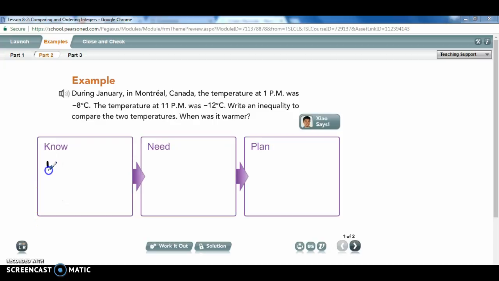When was it warmer? What I know is at 1 p.m., sorry about this handwriting, it is -8 degrees Celsius. I also know that the temperature at 11 p.m. was -12 degrees Celsius.